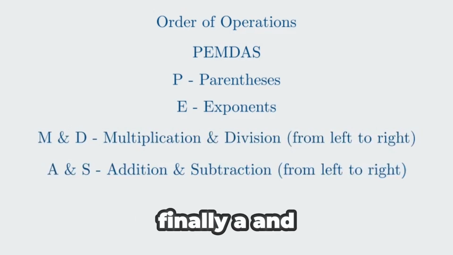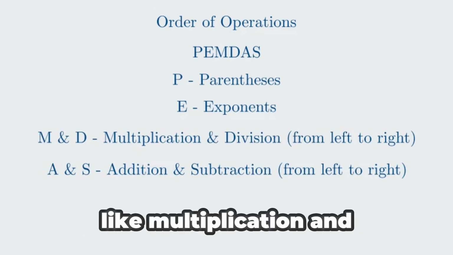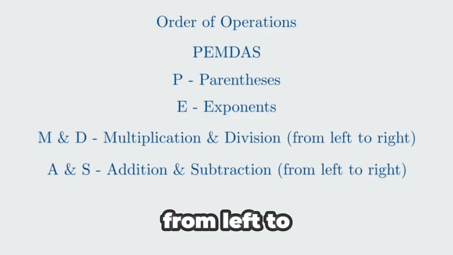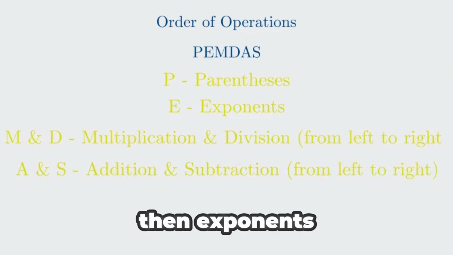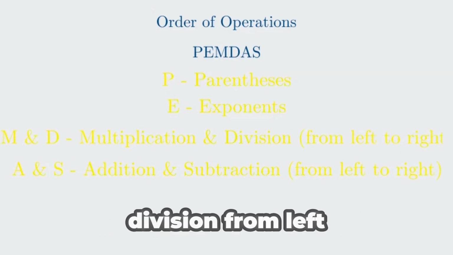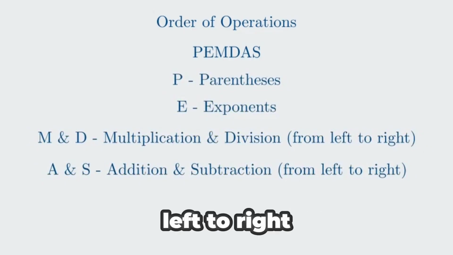Finally, A and S stand for addition and subtraction. Like multiplication and division, you perform these from left to right. So, to recap, the order is parentheses, then exponents, then multiplication or division from left to right, and finally addition or subtraction from left to right. Let's apply these rules to our problem.